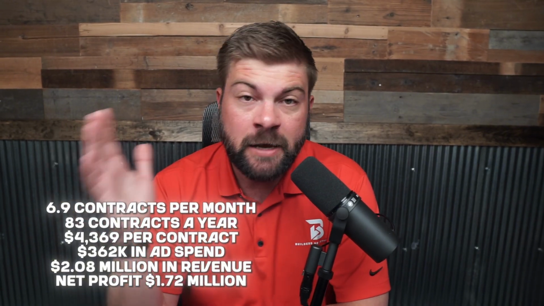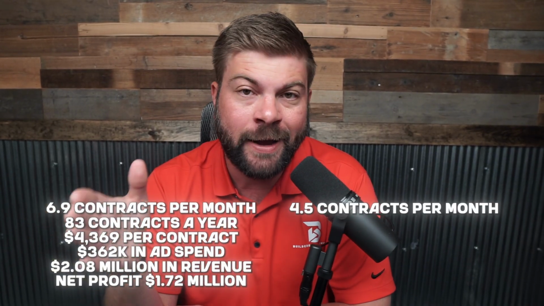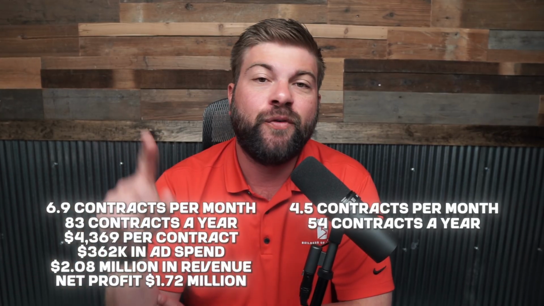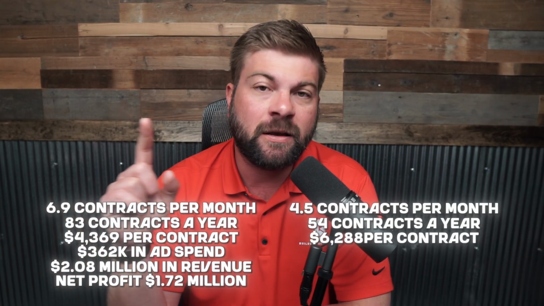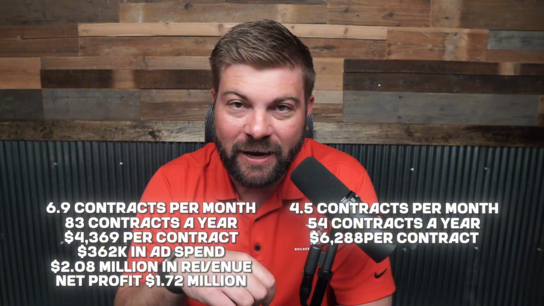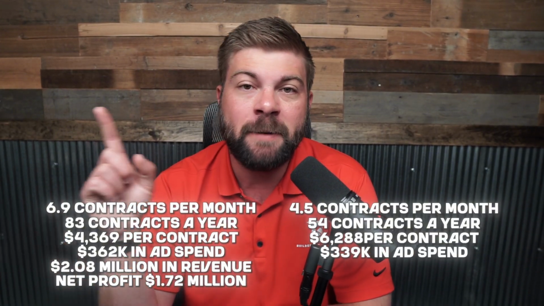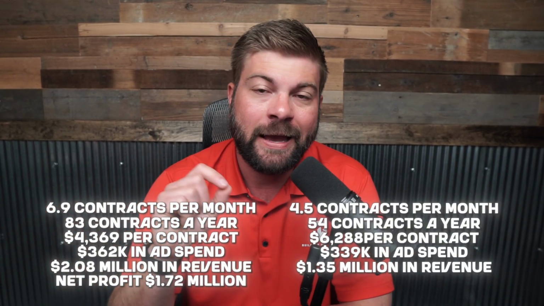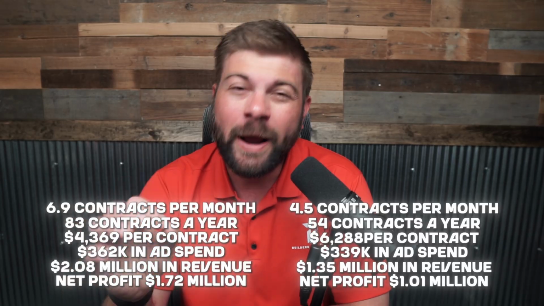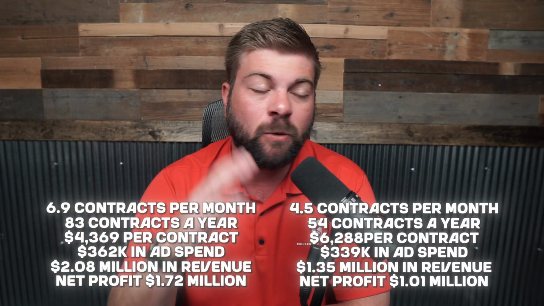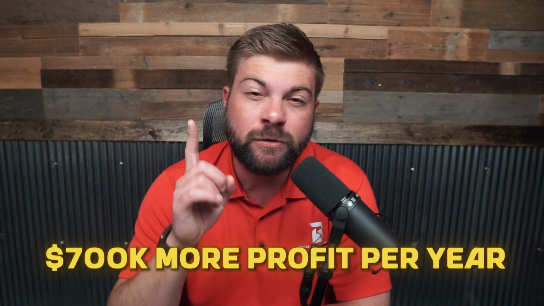The prior agency, on their 4.5 contracts per month pace, would deliver 54 contracts a year at $6,288 per contract. That's $339,000 in ad spend, producing $1.3 million in revenue with a net profit right at $1 million. So same client, same budget, but $700,000 more profit per year because we wired the system to learn on signed contracts instead of form fills.